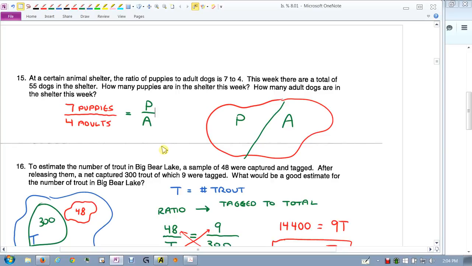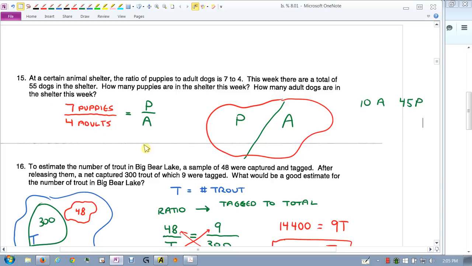So let me try and put this 55 into perspective. If there are 55 dogs, we could have what? 10 adults and 45 puppies, right? That's one way you could have it. You could have 10 adults, 45 puppies. But would that maintain the ratio of 7 to 4? No, it wouldn't, right?